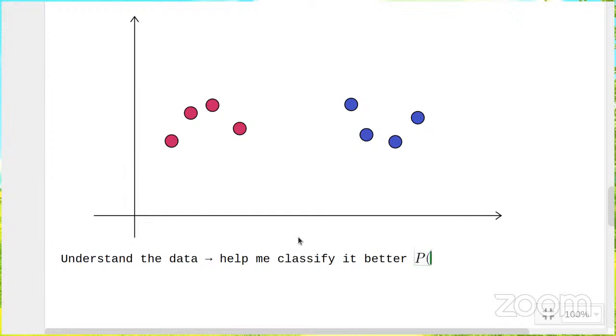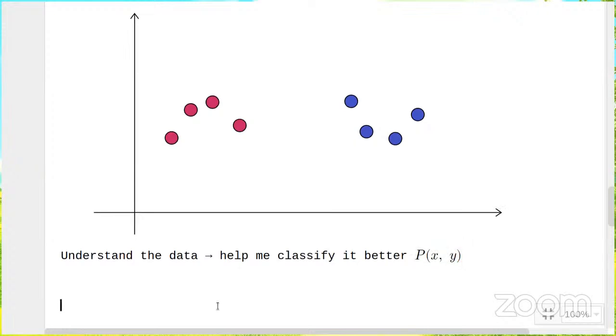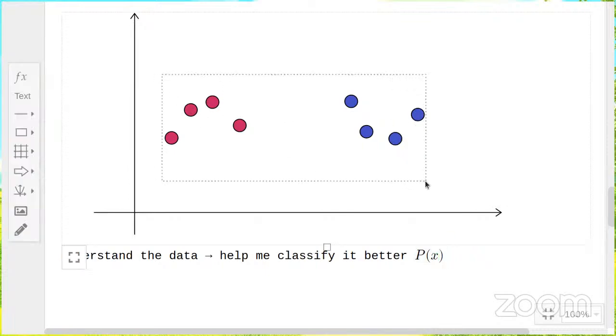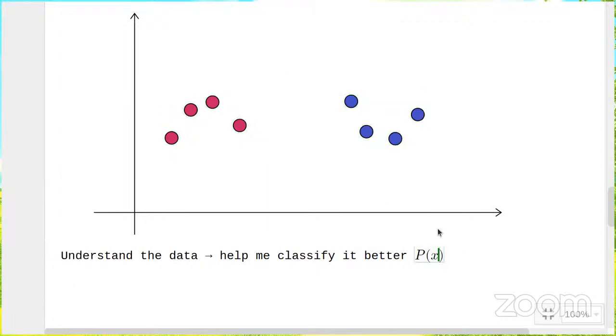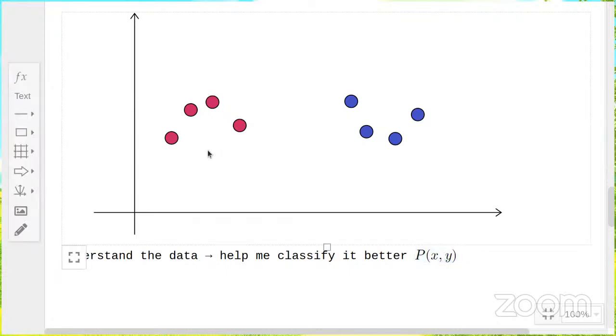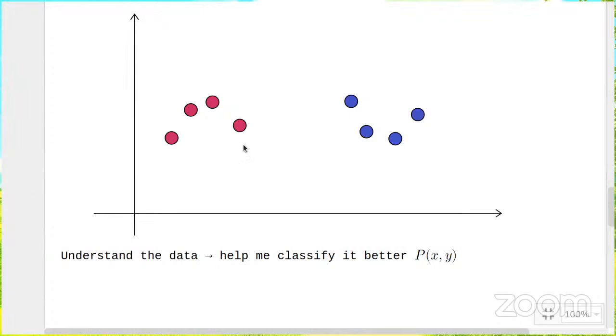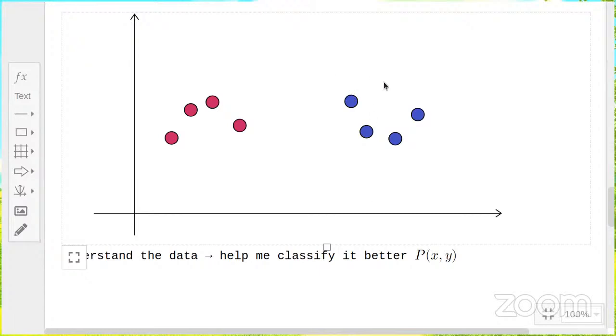Understanding the data is the same as modeling P of X comma Y, the joint distribution. Remember that this comma Y is very important. If I leave it out, then these are all colorless. There's no point modeling the features alone. So I need to model P of X comma Y, meaning there'll be a P of X comma Y equal to 1 for this class, and a P of X comma Y equal to 0 for this class. So I need to come up with two class-specific models that try to understand the data in a much better way.